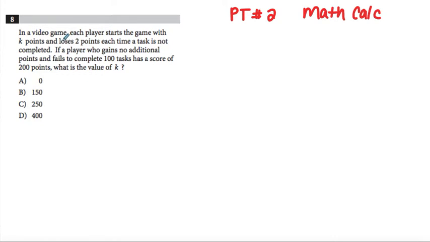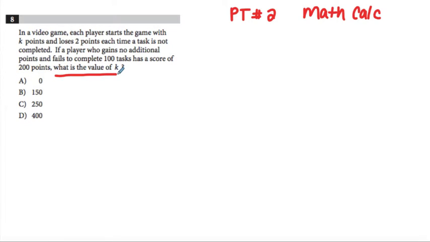And it says, in a video game, each player starts the game with K points and loses 2 points each time a task is not completed. If a player who gains no additional points and fails to complete 100 tasks has a score of 200 points, what is the value of K?